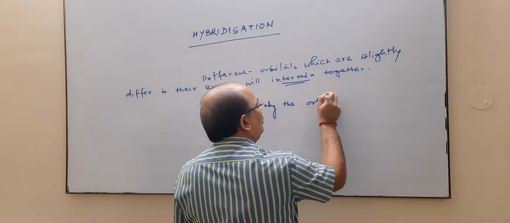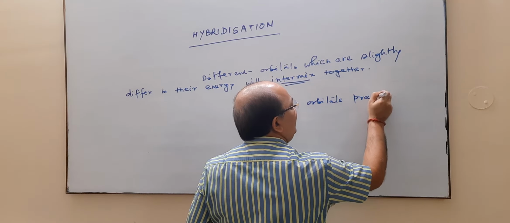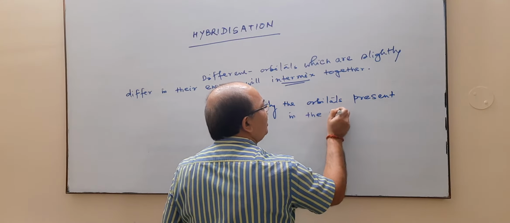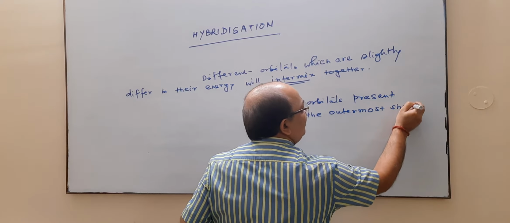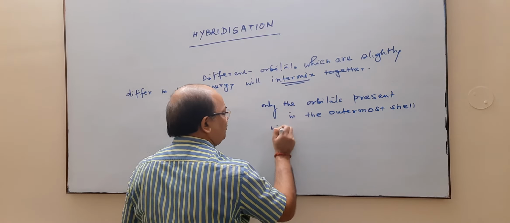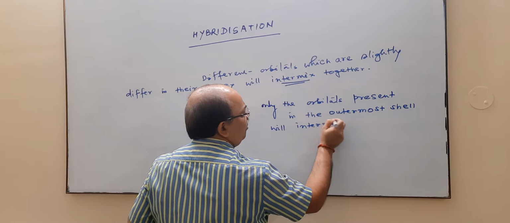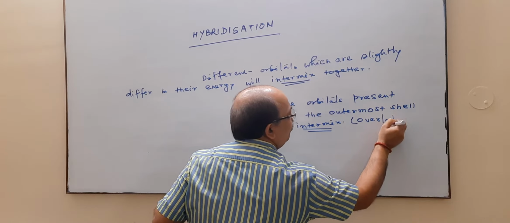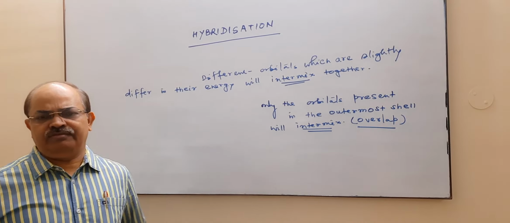Only the orbitals present in the outermost cell will intermix, or you can say overlap, during hybridization.